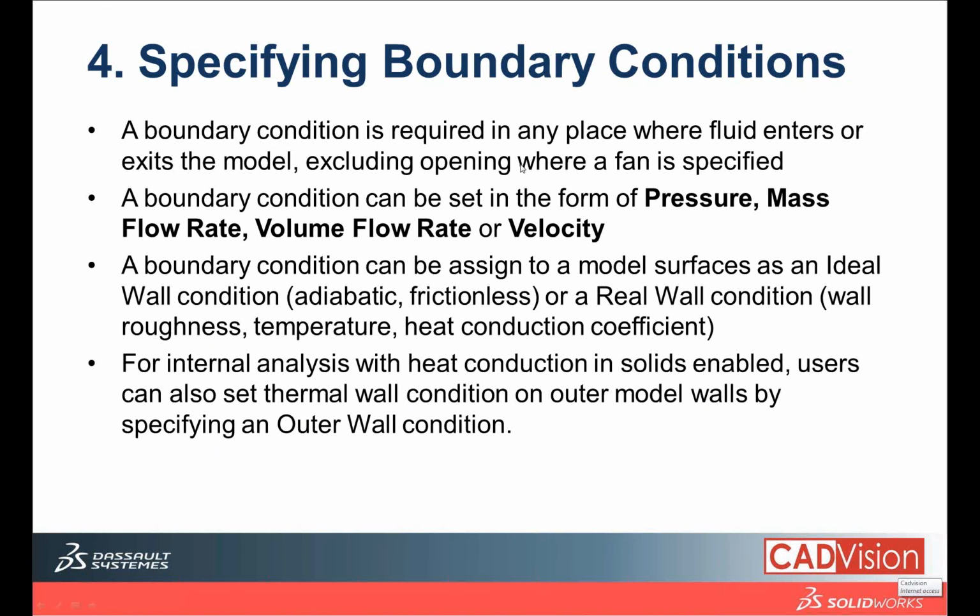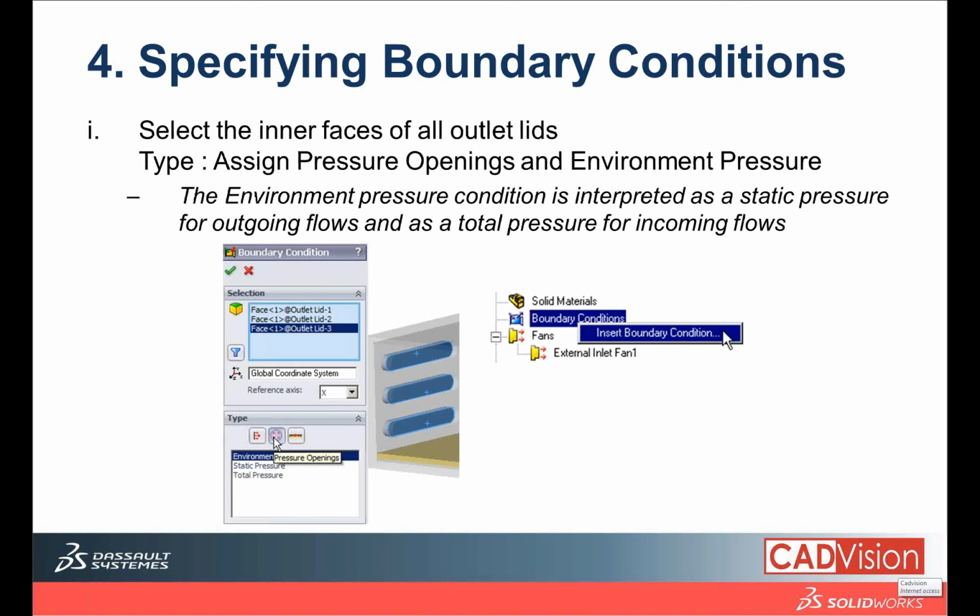Boundary conditions basically we can set as the pressures, the mass flow rates of the air, the volume flow rates or the velocities of the wind. Once we have that, we will proceed to an actual case of assigning boundary conditions here. So we select the inner face of the lids of the models where the air flows out. We assign those faces with pressure openings, with environmental pressure.